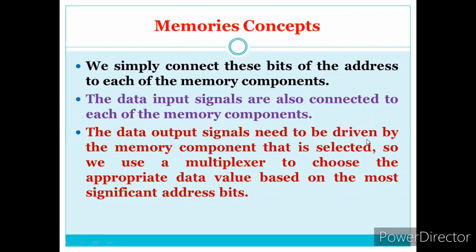We have seen all the select signals. The data output signal needs to be driven by the memory component that is selected. When we have 3 different memory locations in the previous design, we need to select the particular output depending upon the select signal. When we use the term select, the best example is a multiplexer, as I said. So we use a multiplexer to choose the appropriate data value based on the most significant address bits. Depending upon the mux select line, we can choose whichever memory component we want.